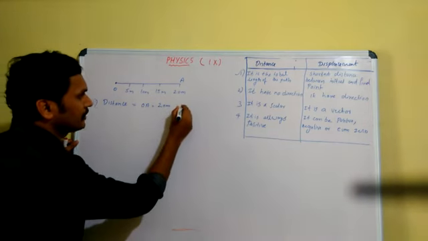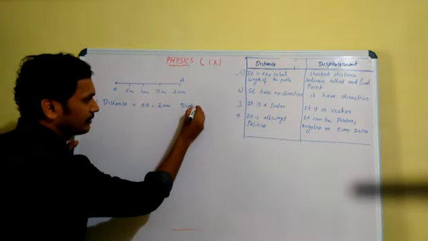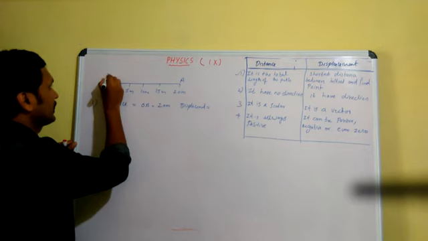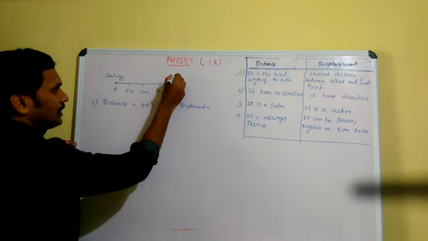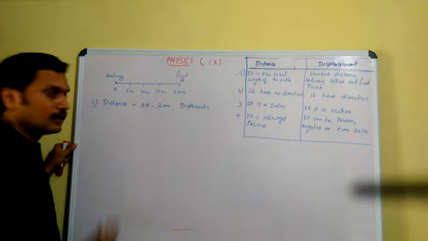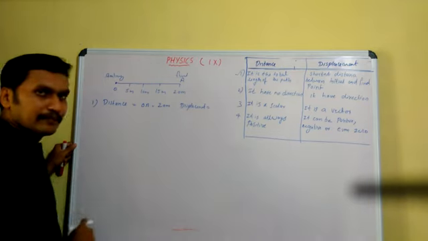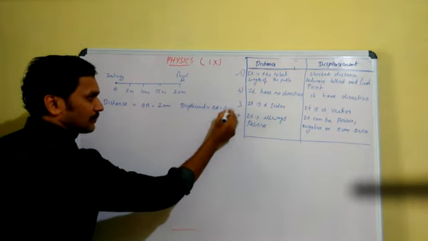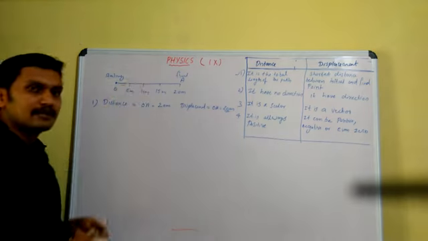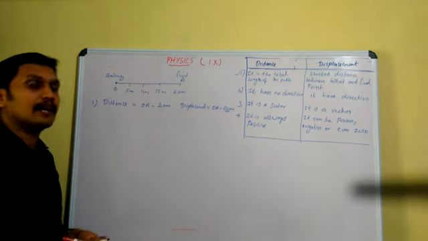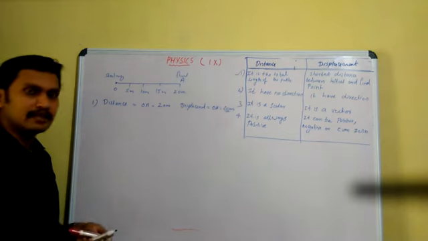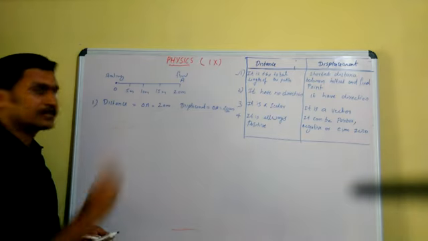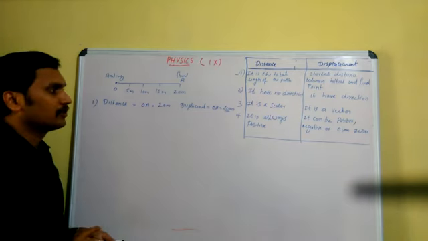And in the same situation, what is the displacement? This is the starting point, and A is the final point. What is the shortest distance between them? That is again OA itself, that is 20 meter. So in this situation, distance and displacement have the same value. In some situations, distance can be equal to displacement, if the object is moving in a particular direction in a straight line.